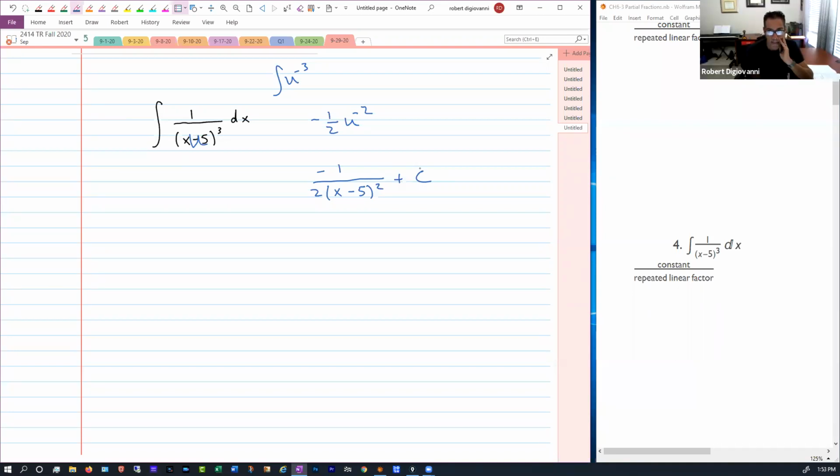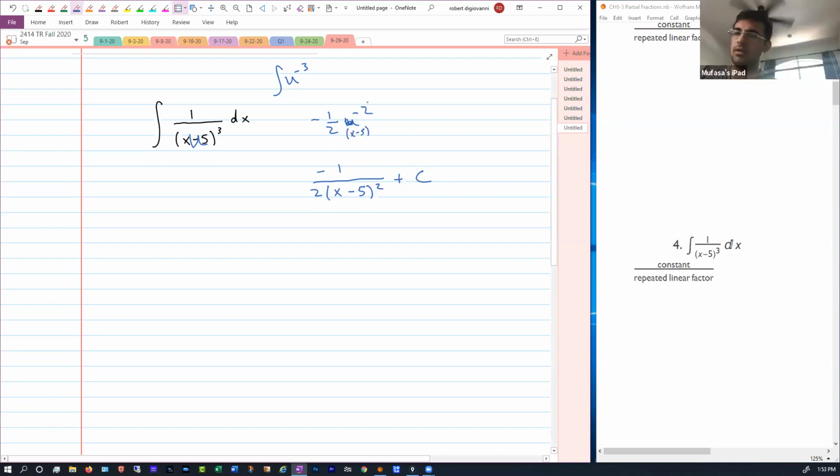Can we keep the -5 with the -2 power on top? Yeah. You mean just replace that u right there with x minus 5? Yeah, you can do that. That'd still be correct.